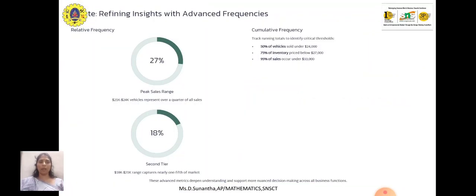Next is prototype, refining insights with advanced frequencies. So first one is relative frequency, second one is cumulative frequency. In the first, we can see 25% of sales. In the second tier it is 18%. Next, cumulative frequency: 50% of vehicles sold under $24,000, 75% of inventory priced below $27,000, and 95% of sales occur under $33,000.